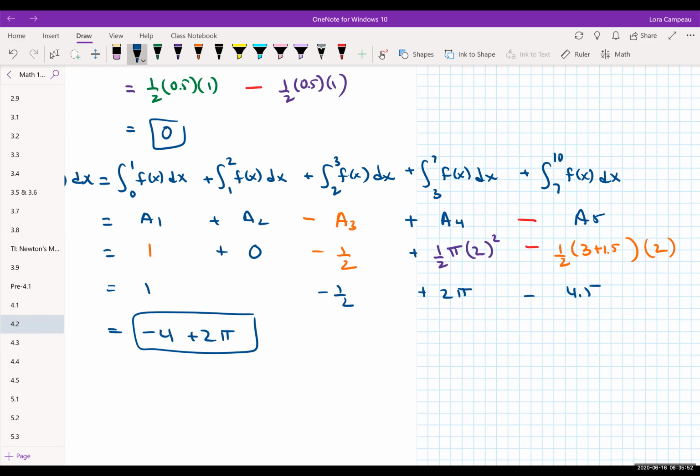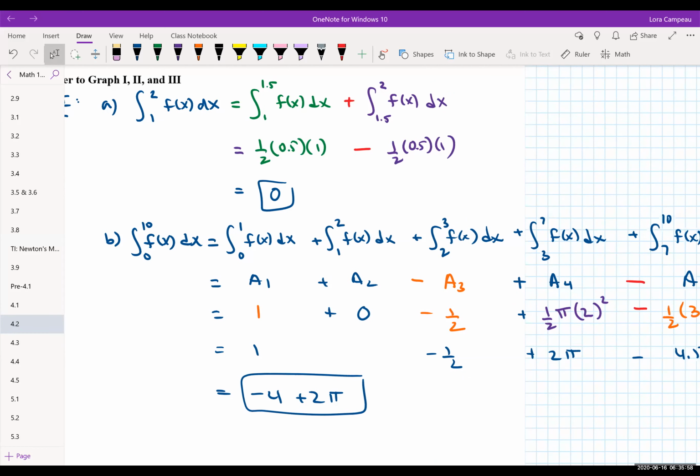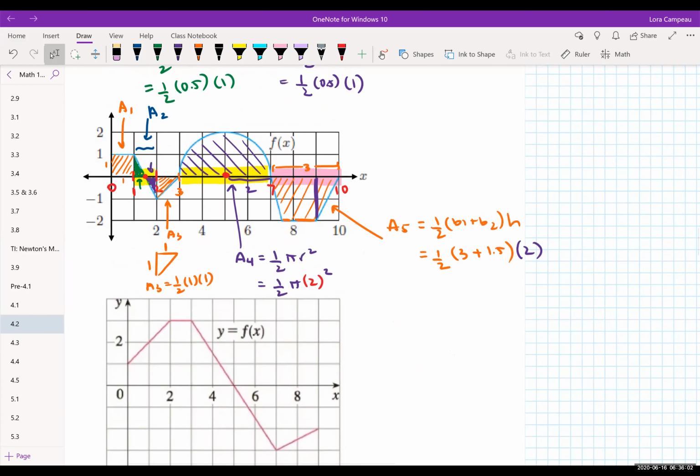So that would be the area, well, not the area, it should be the value of our integral from 0 to 10. So we split it up into a bunch of different areas. Sometimes it takes a little bit of reading the graph. For the purposes of these problems, if something looks like it's halfway in between, or looks like a half a circle, we can assume that it is a half circle. Don't get too complicated here.